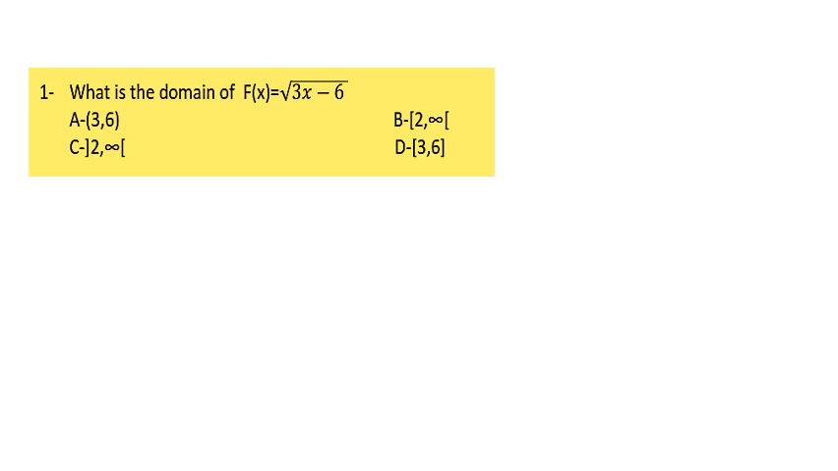What is the domain of the function root 3x minus 6? We know that for the domain of any root, we should satisfy that the expression below the root should be greater than or equal to 0 for all the values. So 3x minus 6 should be greater than or equal to 0.